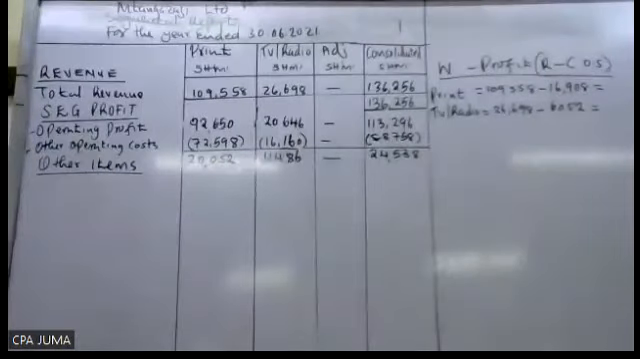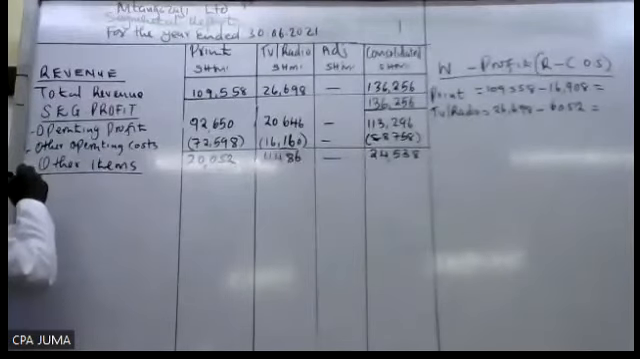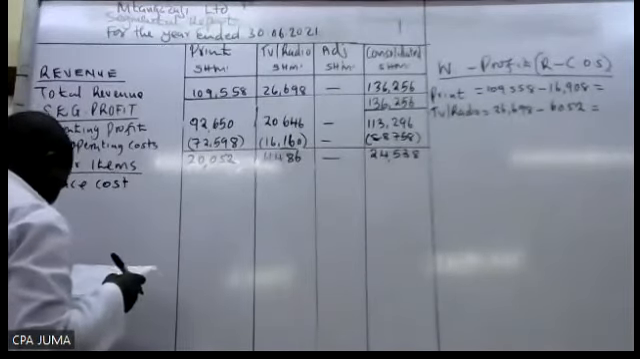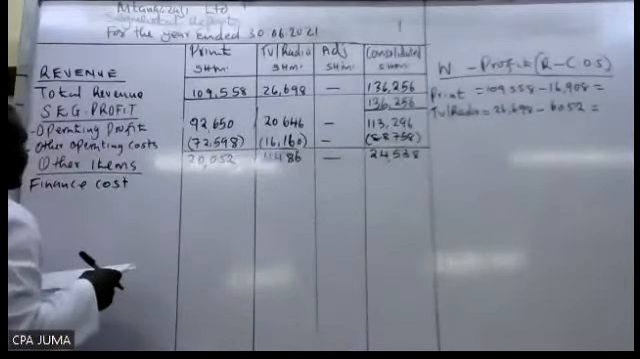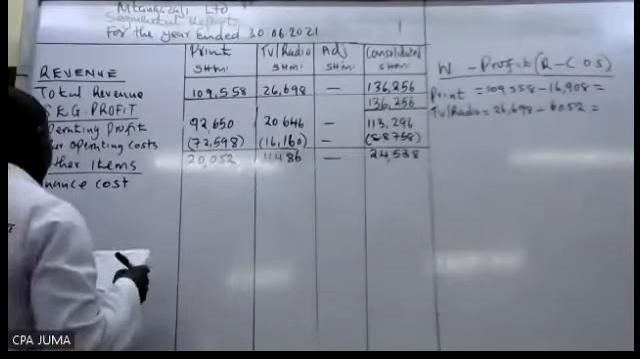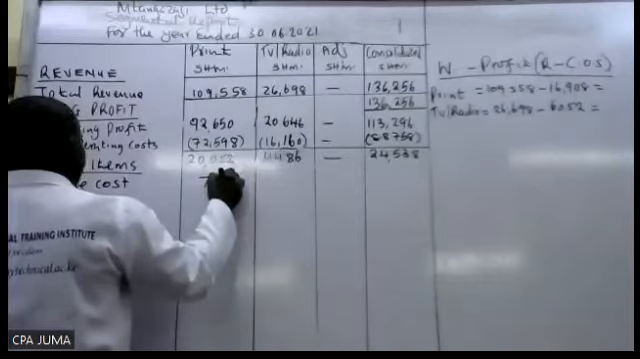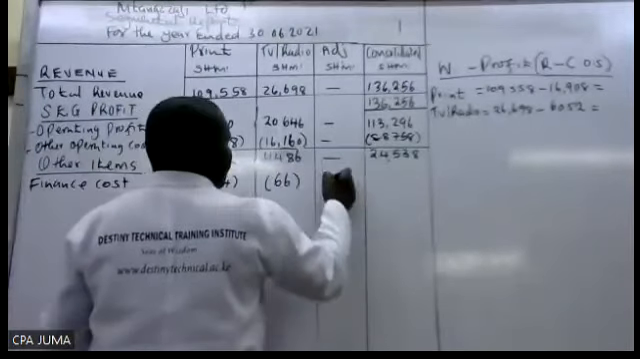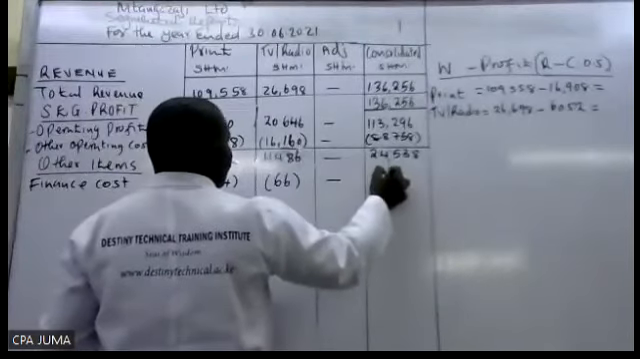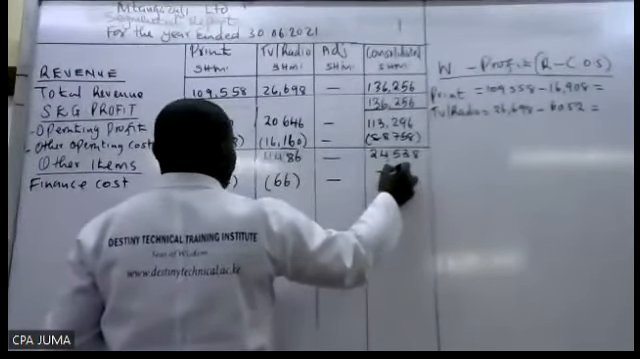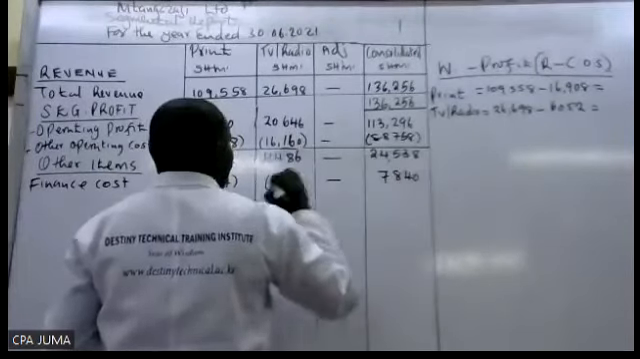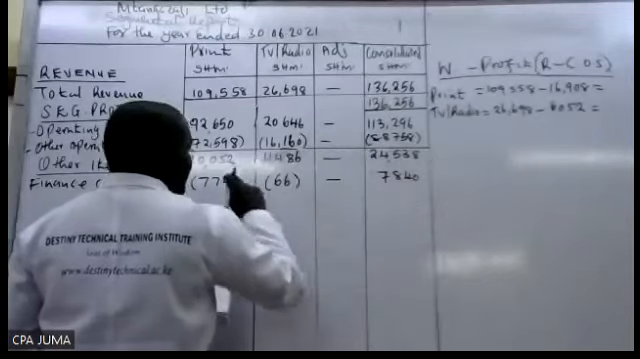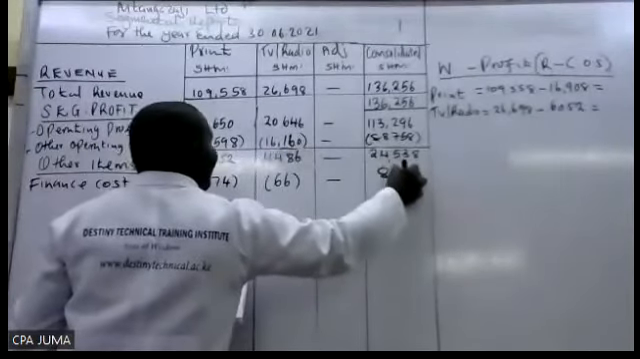So other items, one, I'm seeing finance. There is finance cost. Finance cost is how much? 774. Even this one we should subtract, no problem. This one 66 to the end, 877,840. Nearly answered in the dollar.